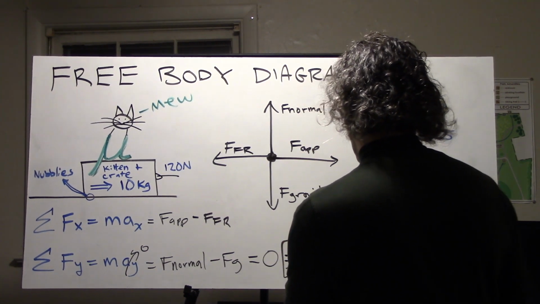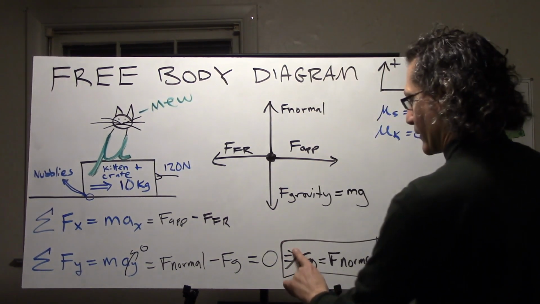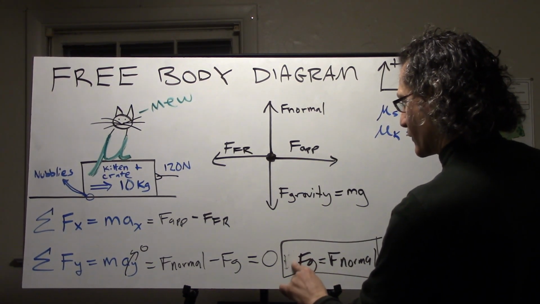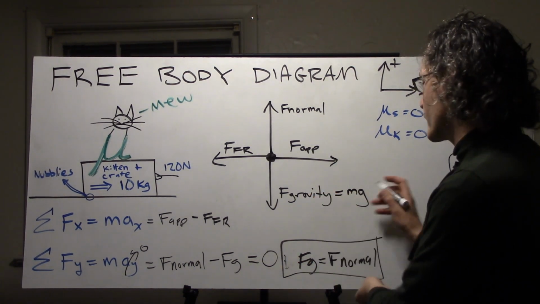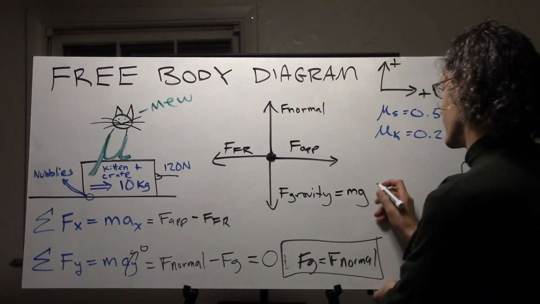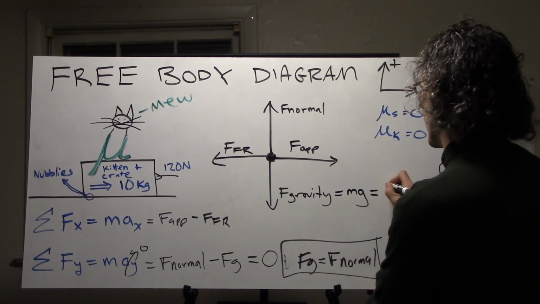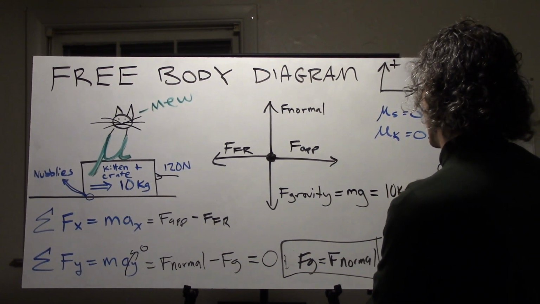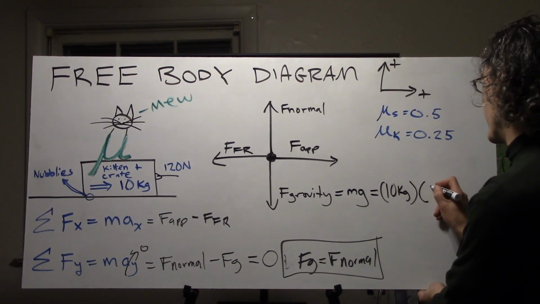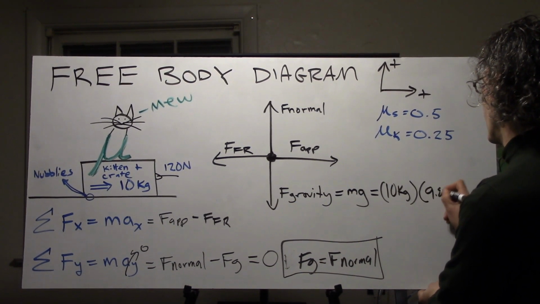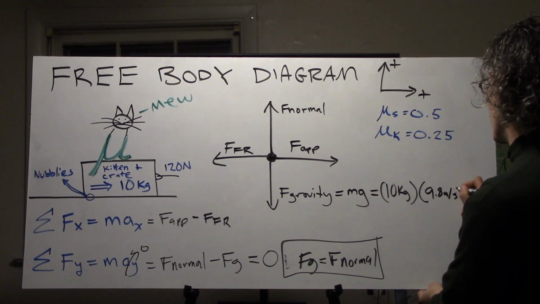Like this. Okay? So that's a little arrow here. Let me just get rid of that. Force of gravity equals force normal. What is that value? Well, force of gravity, as we know, is mass times the acceleration of gravity. So we've got 10 kilograms times 9.8 meters per second squared acceleration due to gravity.